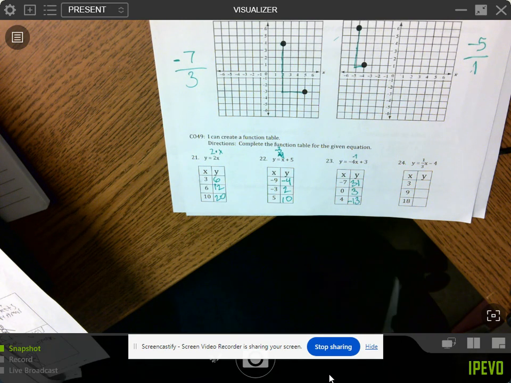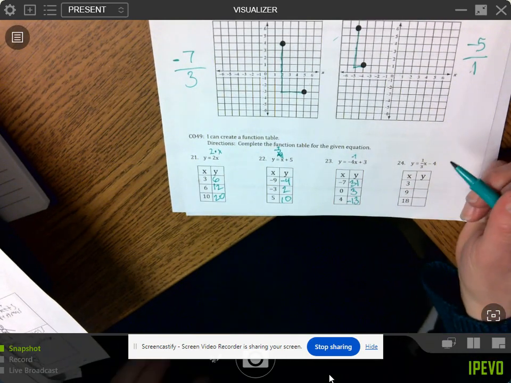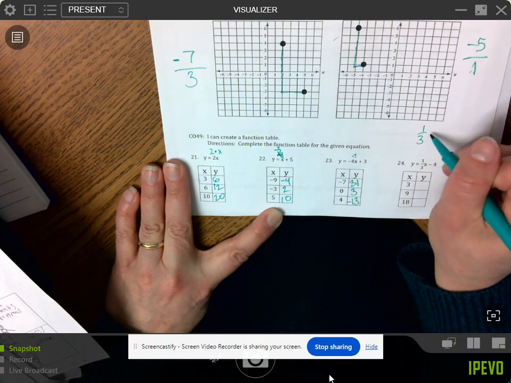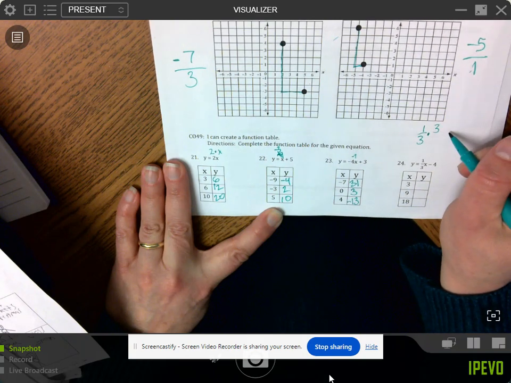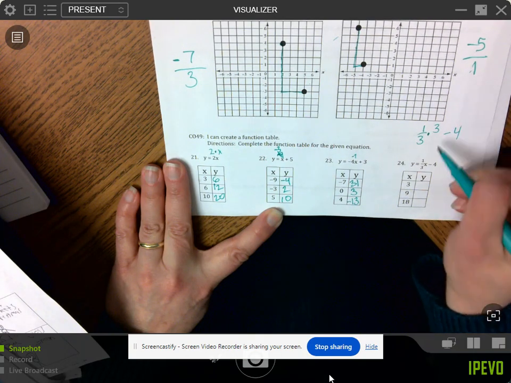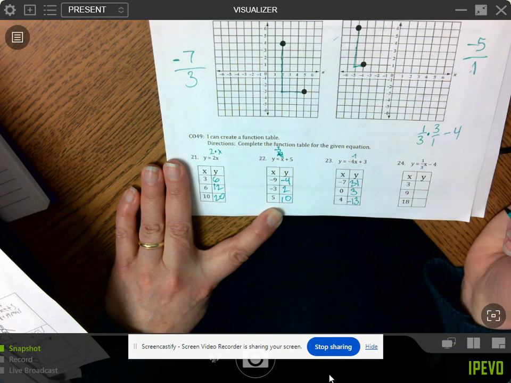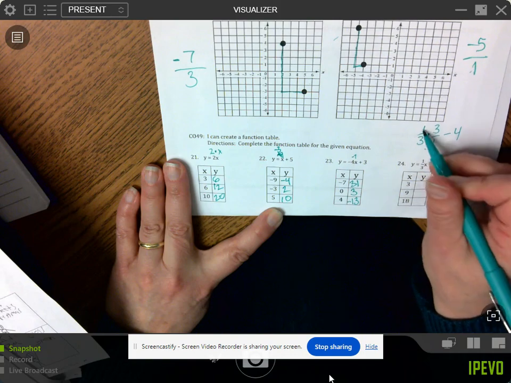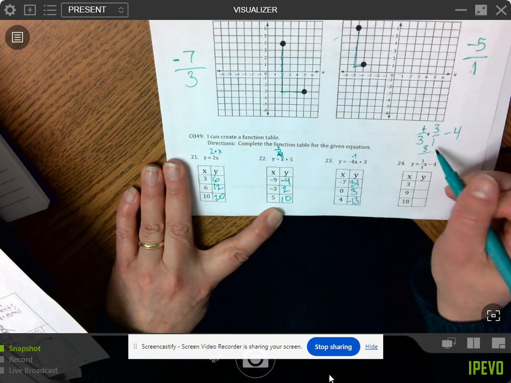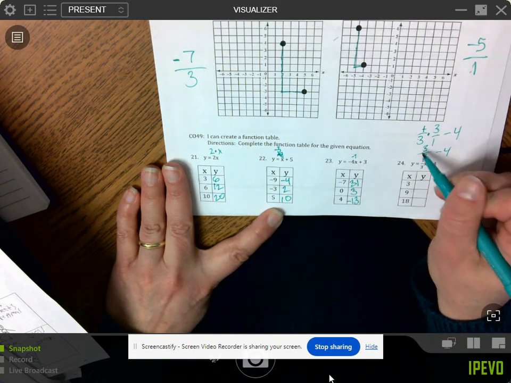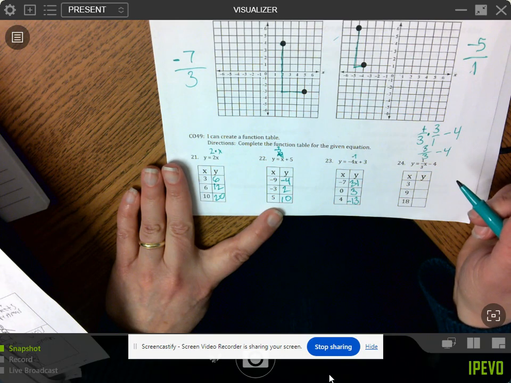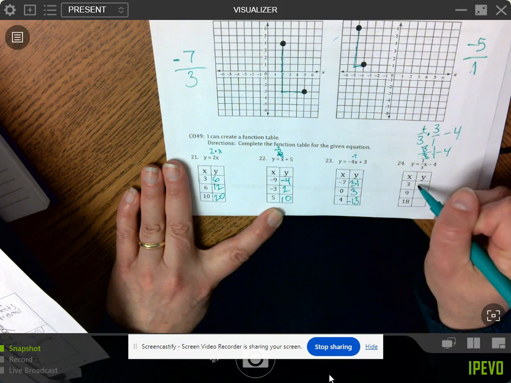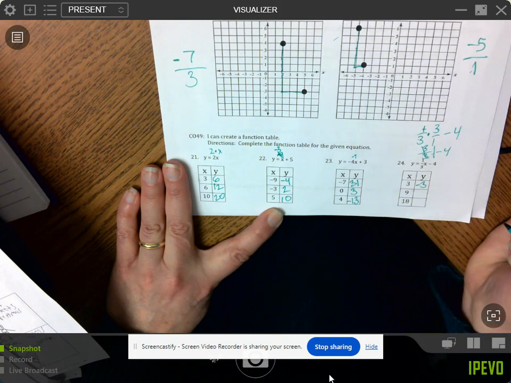Our last one's working with the fraction. If I have 1/3 times 3 minus 4. So if I'm timesing it by 3, I put that 1 under it. So 1/3 times 3 over 1. 1 times 3 is 3. 3 times 1 is 3 minus 4. What is 3 over 3? It is a 1. 1 minus 4 is -3.